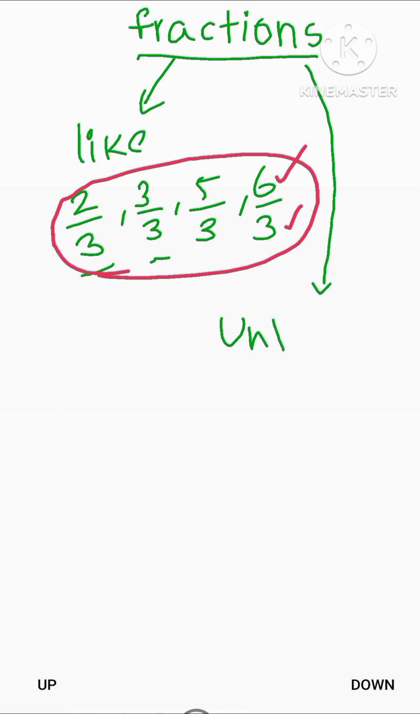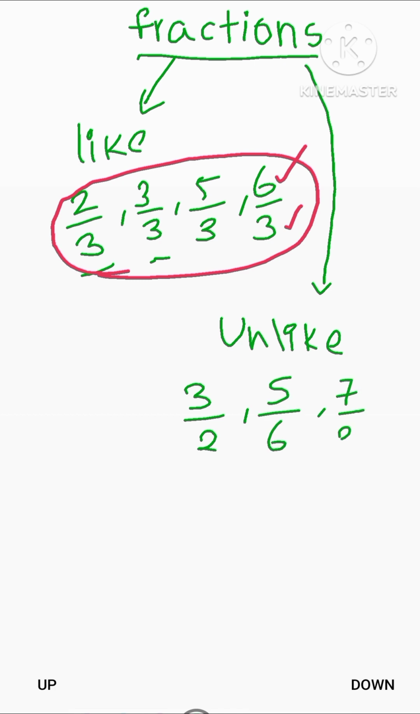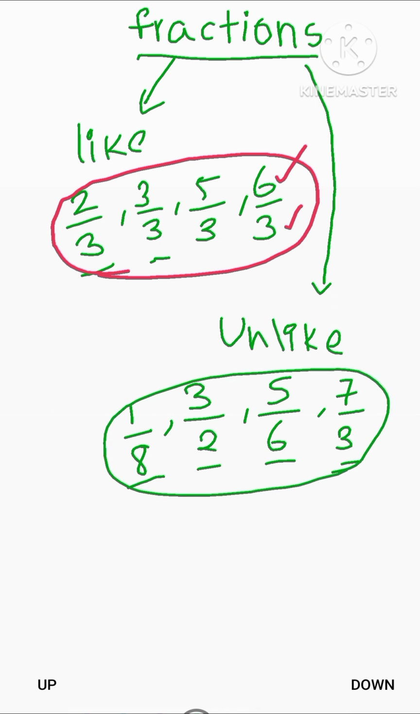So unlike fractions. For example, 3 by 2, 5 by 6, 7 by 3 and 1 by 8. Okay. So these fractions are unlike fractions. Why? Because here 8, 2, 6, 3 are different denominators. Fractions with different denominators are called unlike fractions.